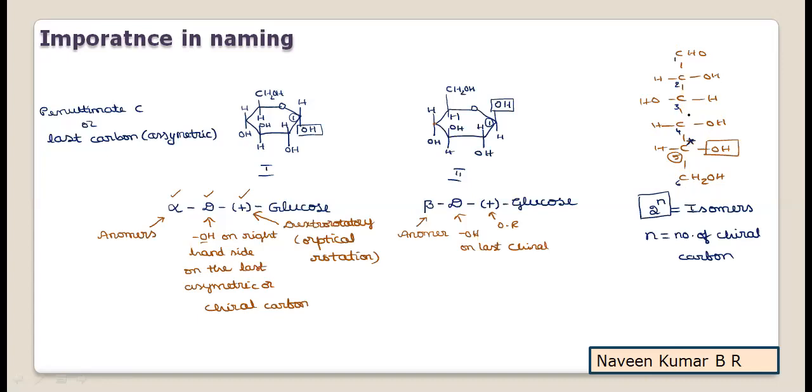Then the fourth carbon: left side hydrogen, right side hydroxyl, below a two carbon chain, above a three carbon chain. All four are different, so again it is chiral. For the third carbon, hydroxyl group on the left hand side, hydrogen on the right hand side, above a two carbon chain, below a three carbon chain, hence all four groups bonded to the carbon are different, so it is also asymmetric. And the second carbon: left side hydrogen, right side hydroxyl group, above the CHO group, below a four carbon side chain. So it is also an asymmetric carbon.